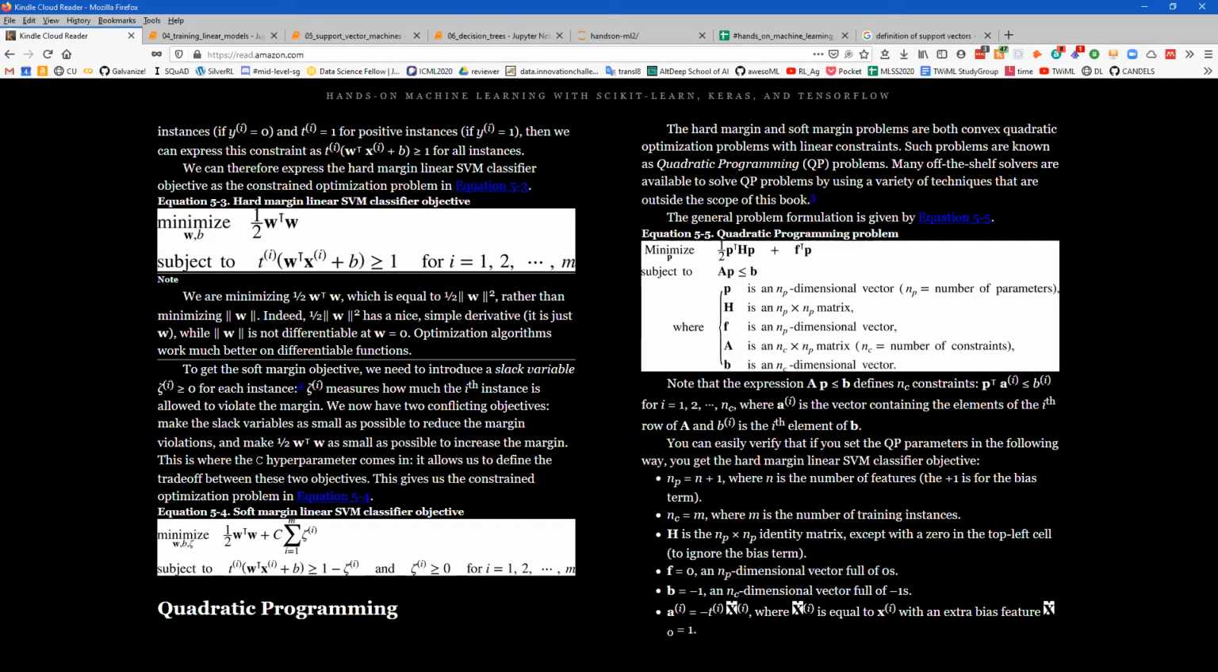I think he said this is where the C hyperparameter comes in. It allows us to define the trade-off between these two objectives. Yeah, because when you increase C, obviously the slack variable will probably go smaller, but also the left side of the equation will also go smaller. And also it's subject to t times that larger or equal to 1 minus the slack variable.